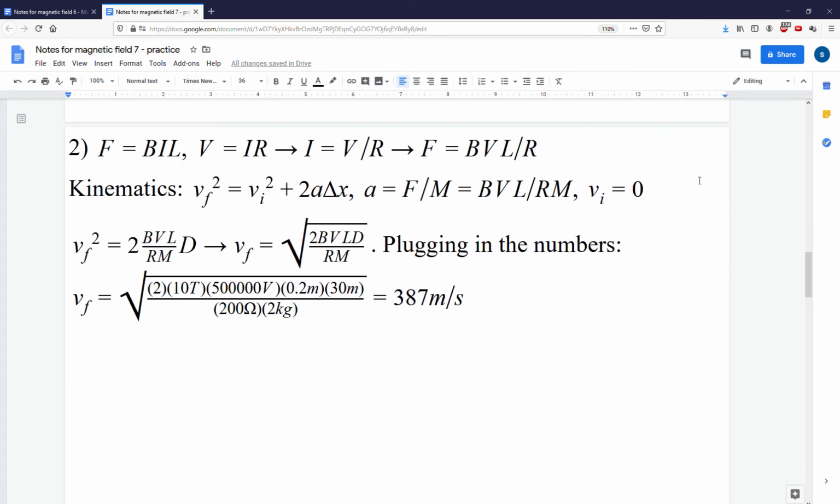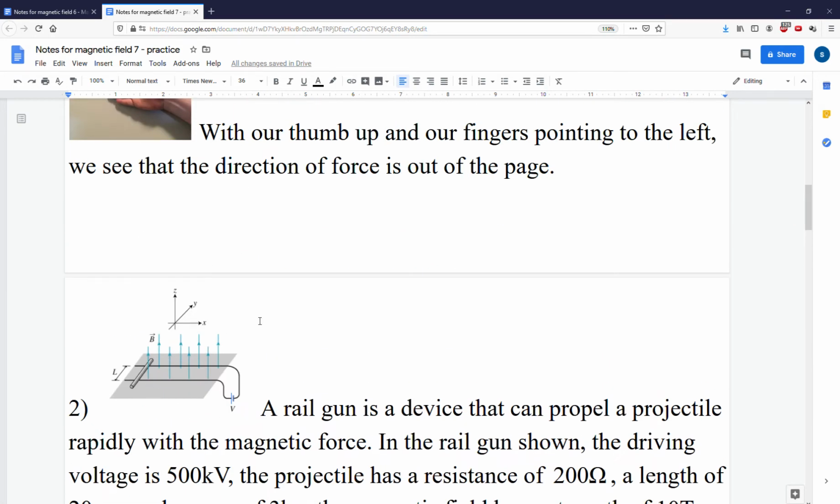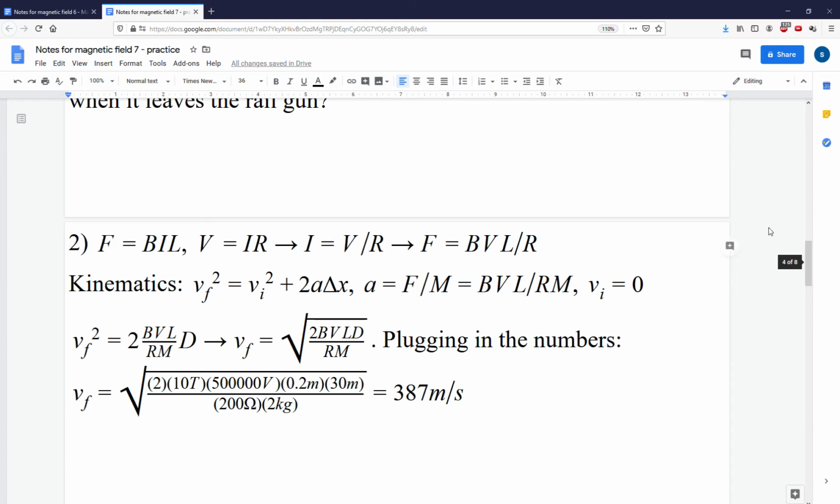So first, given that the magnetic field is going purely in the z direction, and the rails are going purely in the x direction, and the projectile is purely in the y direction, everything is perpendicular to each other, so we can use the formula F is equal to BIL. Now, magnetic field and length are given, but current is not.